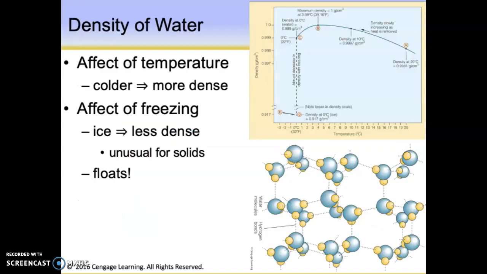So we want to shift now and talk about a few of the other important properties of water. One of them is density. And we will talk about density quite a bit when we talk about ocean circulation.